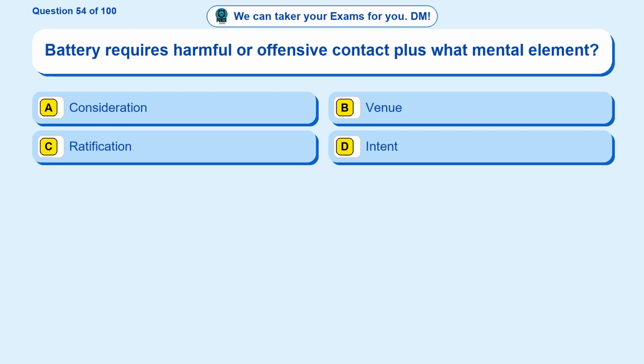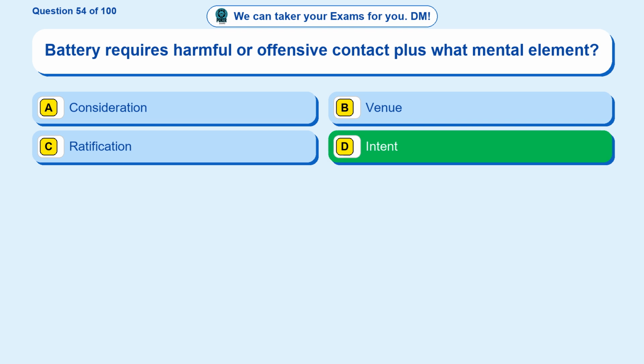Question 54. Battery requires harmful or offensive contact plus what mental element? Option A, consideration. Option B, venue. Option C, ratification. Option D, intent.